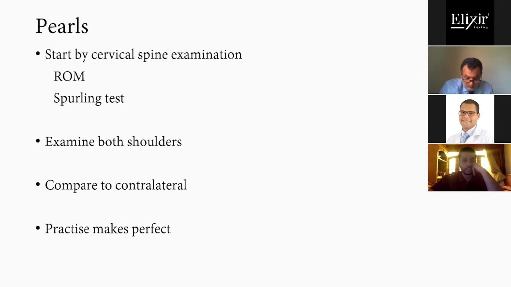You have to remember, always start with cervical spine examination, especially in patients complaining of shoulder pain, because most of the problems of the cervical spine, especially radiating to C5, may mimic problems in the shoulder. Always expose both shoulders and examine both shoulders, compare to the contralateral side, and as always with examination, practice makes perfect.